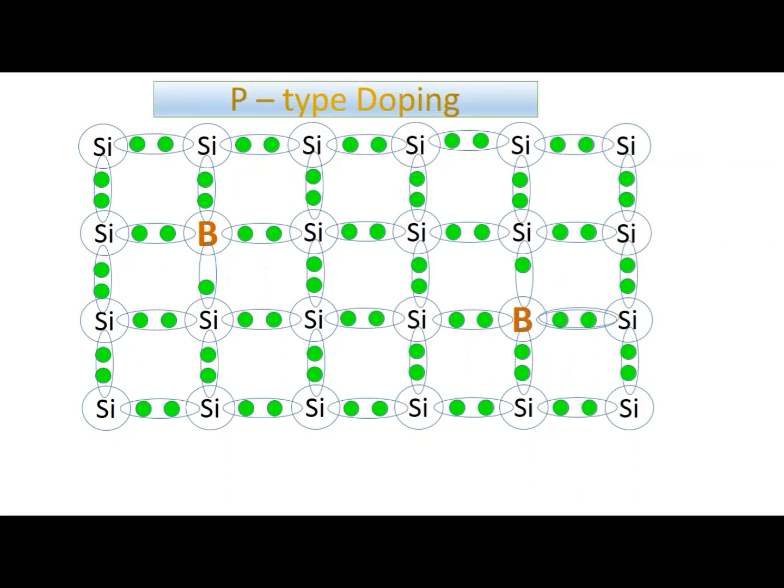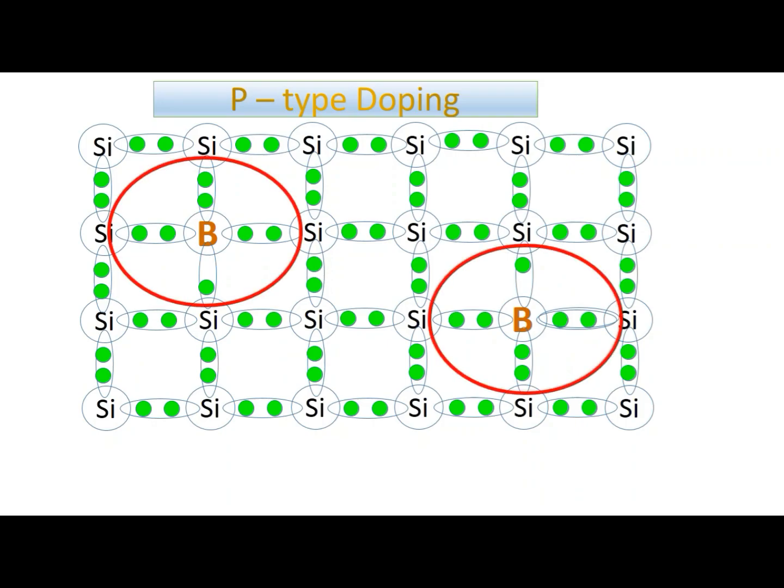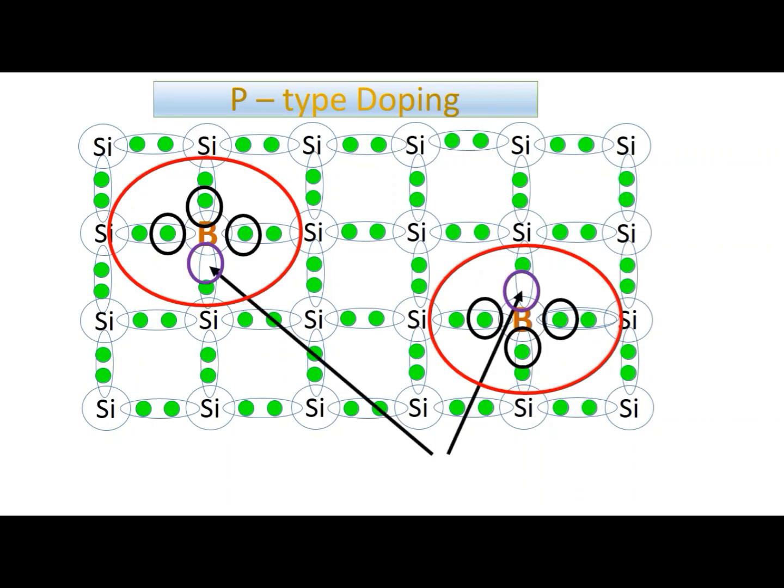P-type doping. When adding a trivalent atom like boron to a silicon crystal, a P-type semiconductor is made. Boron's outermost orbit has 3 valence electrons, which bond with silicon valence electrons. But there is a free space for bonding. This free space is called a hole. By this hole, a P-type semiconductor is made.